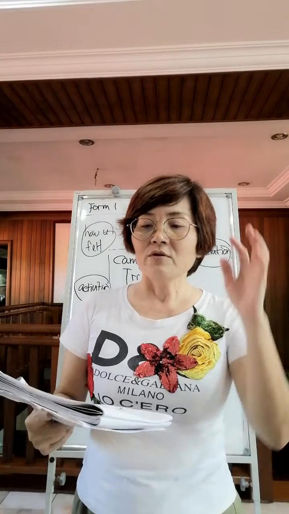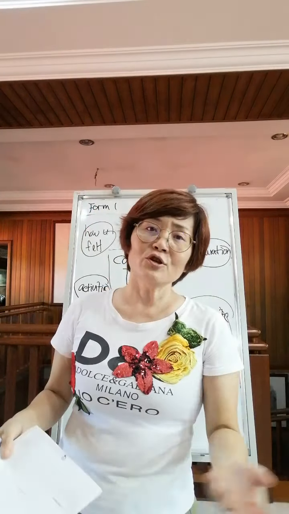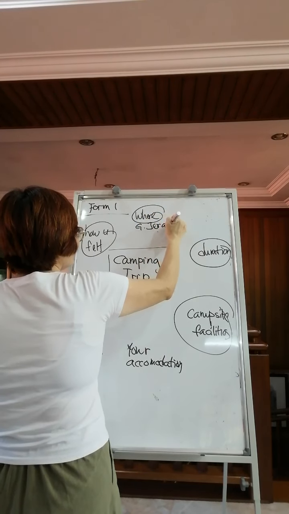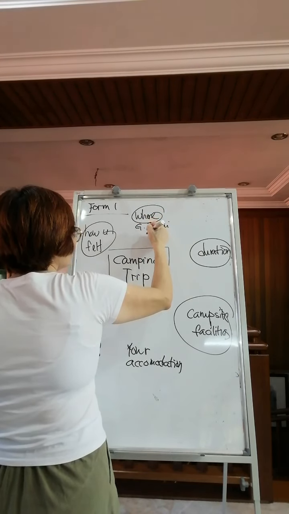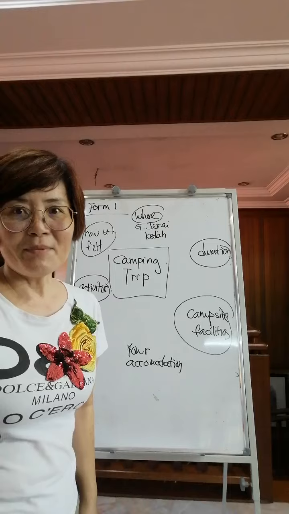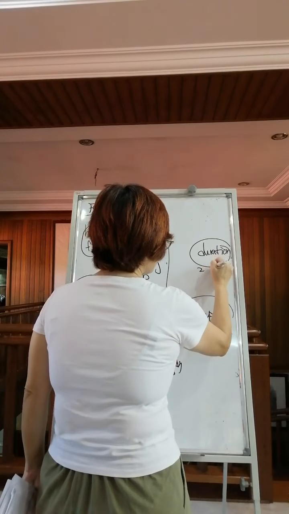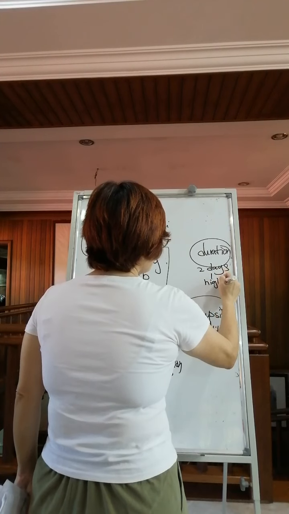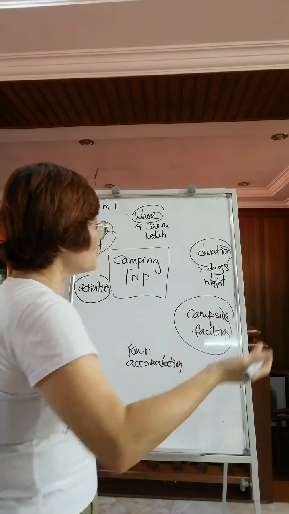Okay, so you have to say where you went. You have to find a place. If you don't know, you just put Gunung Jerai. Okay, we just say Gunung Jerai. And then duration. How long did you go there? Maybe we can say 2 days, 1 night. Or you can say 3 days, 1 night, it is up to you.